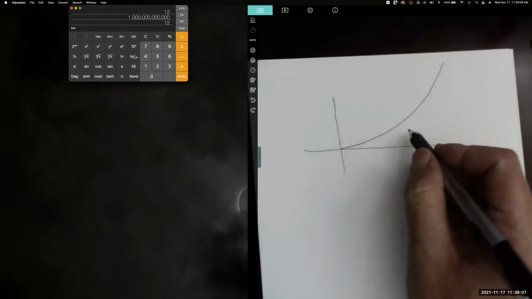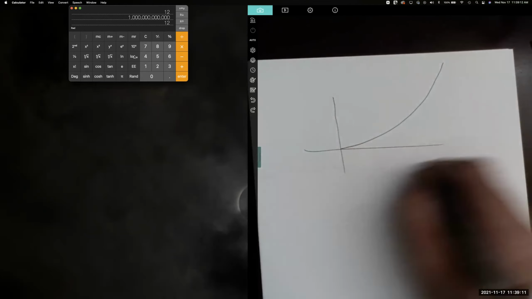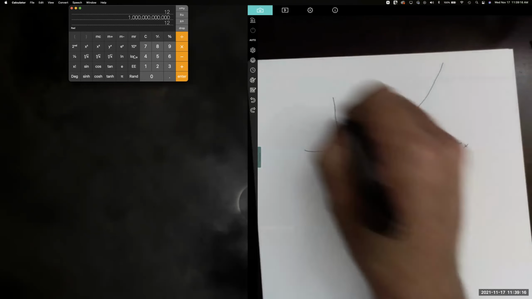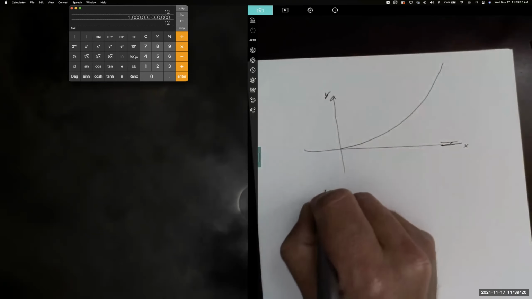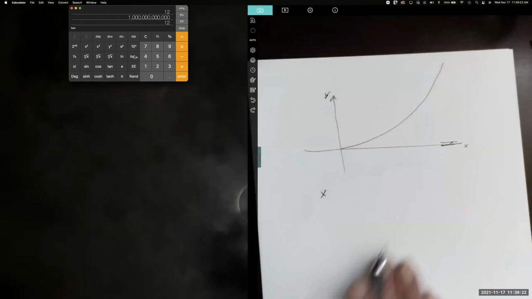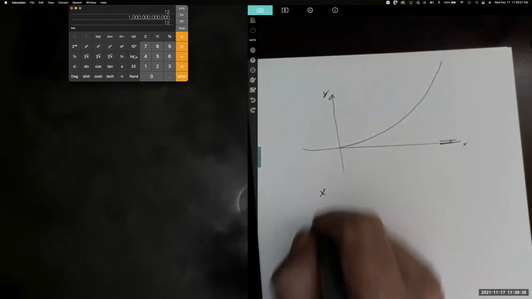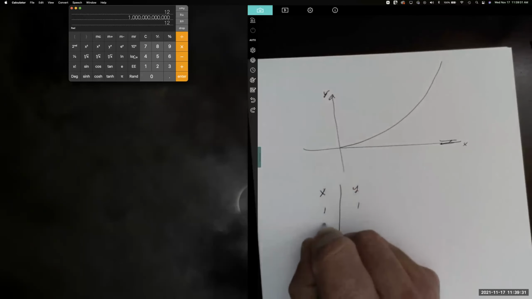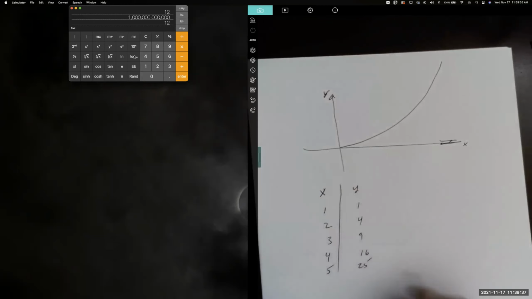But say I have a set of points, X and Y, and I was taking data and I said, oh, that looks like a quadratic, but it's kind of hard to fit a straight line to that. Well, if it was perfect, I would just have 1, 1, 2, 4, 3, 9, 4, 16, 5, 25.